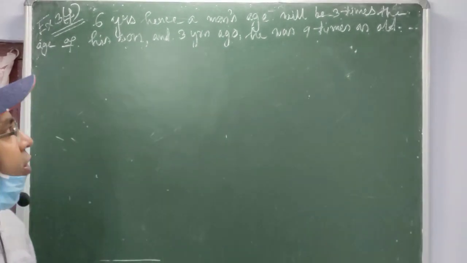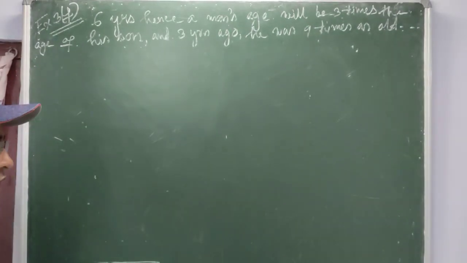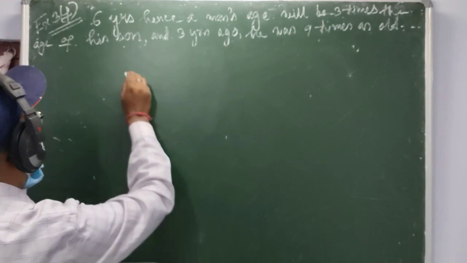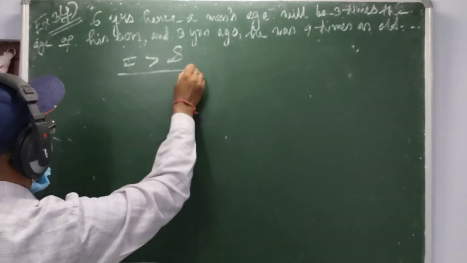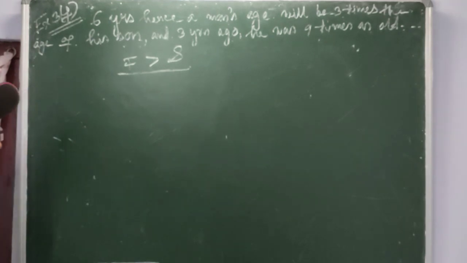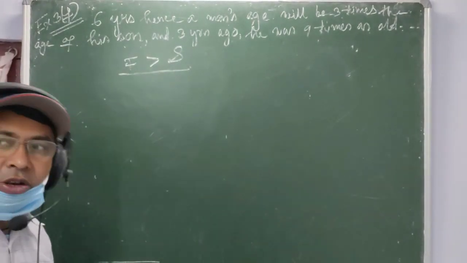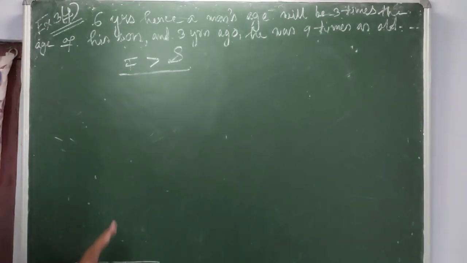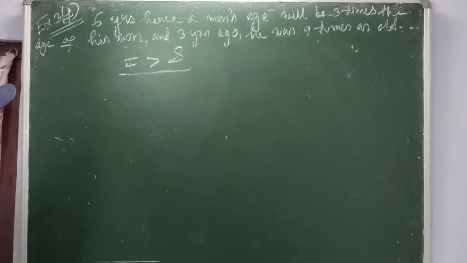So let us begin. When we talk about father's age and son's age, always remember that the father is greater than the son. You have to be rational. In some of the exams, I have seen many students get the son's age bigger than the father's age, which is absolutely not possible. Now, let us explain how this statement we have to write.